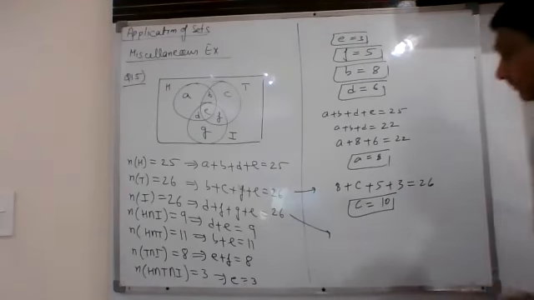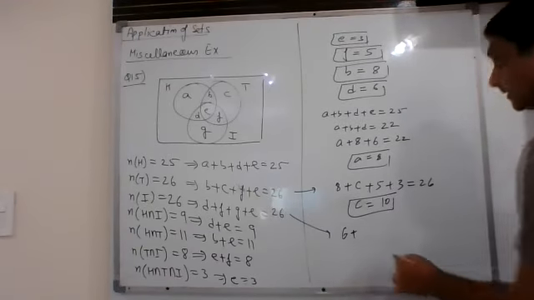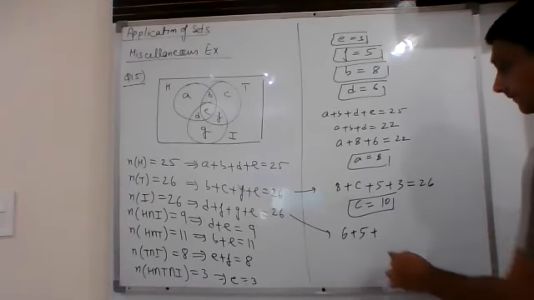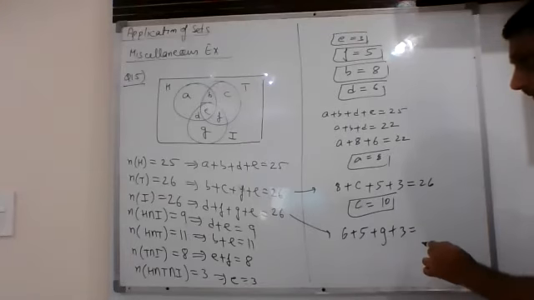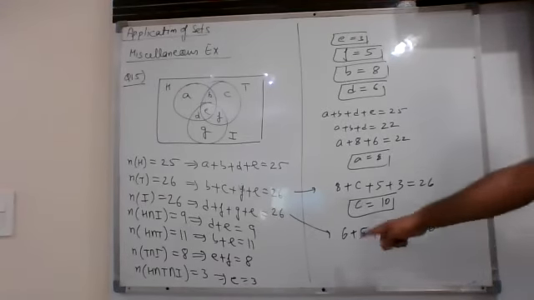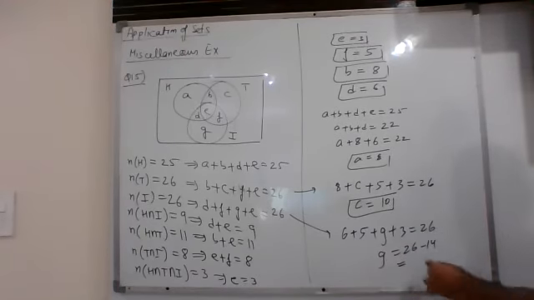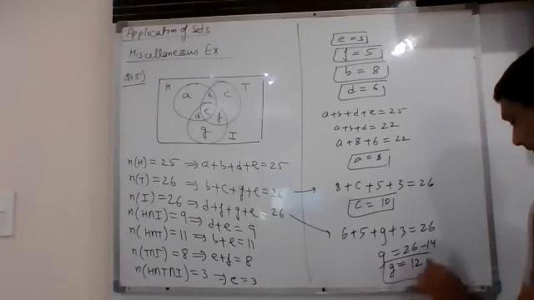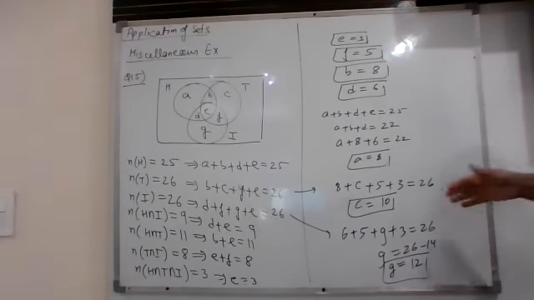Now from this equation, you will get the value of G. D is 6, F is 5, G is unknown and E is 3. So that is equal to 26. When you do further calculations, 11, 14, G is equal to 26 minus 14, so that will be equal to 12. So that means we have got the value of all the unknowns: A, B, C, D, E, F, G.